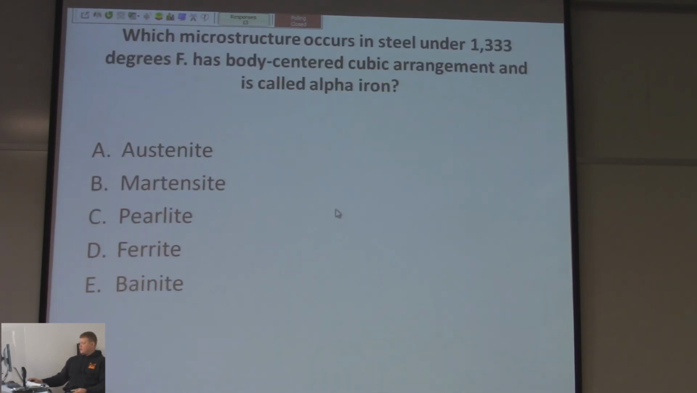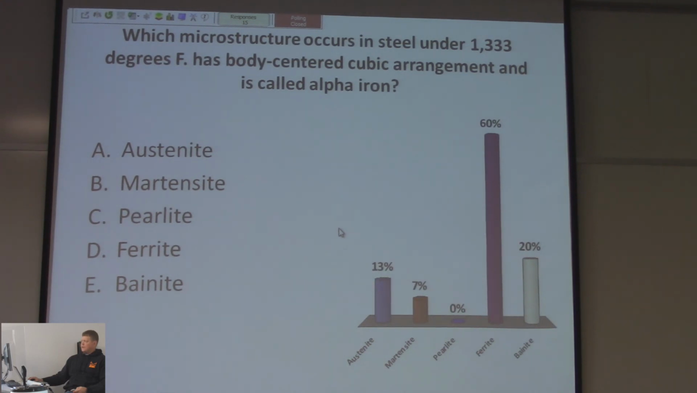Which microstructure occurs in steel under 1333 degrees Fahrenheit and has a body-centered cubic arrangement and is called an alpha iron? Never seen that movie. Austenite, martensite, pearlite, ferrite, or bainite? Ferrite, right? That's what your low carbon steel is, just sitting there, right?